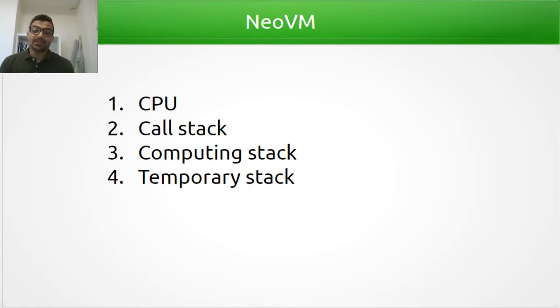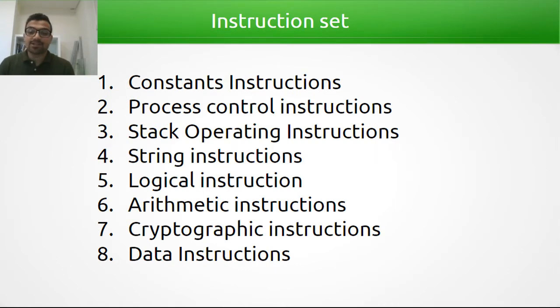Temporary stack. When you need to schedule or rearrange items on a stack, you can temporarily save the items on a spare stack and retrieve them in the future. Instruction set. NeoVM provides a set of simple and practical instructions for building smart contract programs. By function, the main categories are as follows: constants instructions, process control instructions, stack operating instructions, string instructions, logical instructions, arithmetic instructions. We also have cryptographic instructions and data instructions.